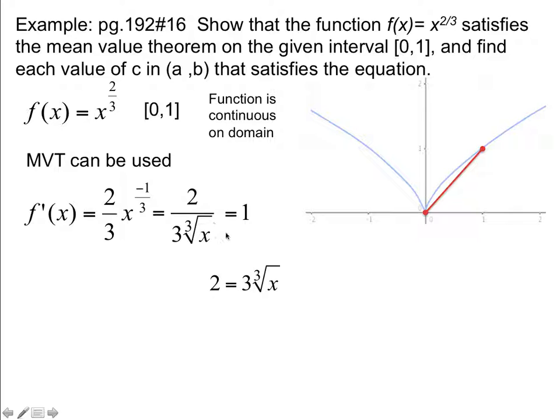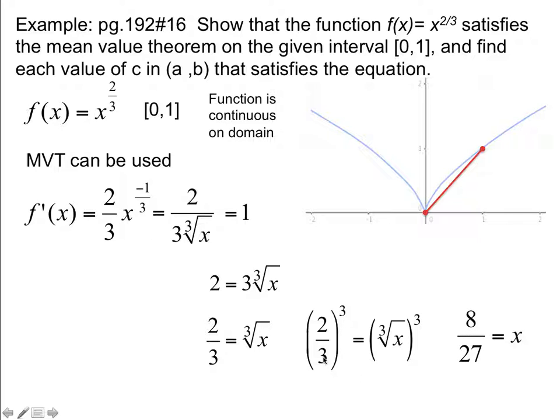So in order to solve that, I can say this 1 is really 1 over 1. And then I can cross multiply. 2 times 1 is 2. 1 times this is this. And then I'm going to divide by 3. And then I'm going to cube both sides. And so then the right-hand side is just x, and the left-hand side is 2 cubed, which is 8, over 3 cubed, which is 27.